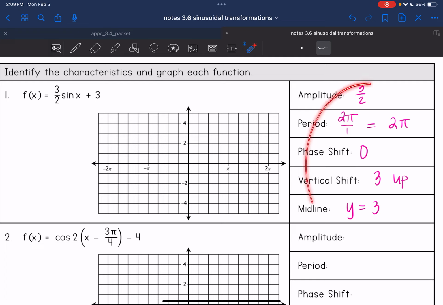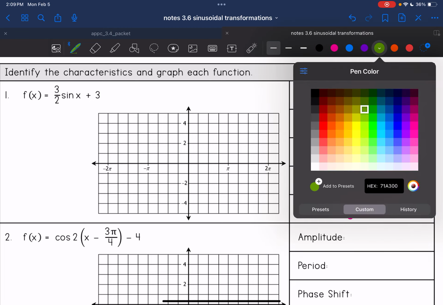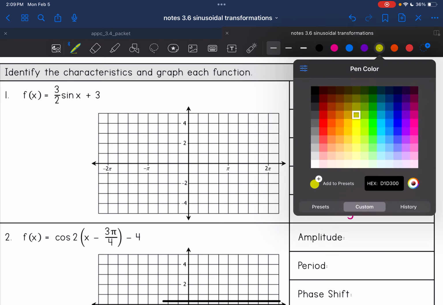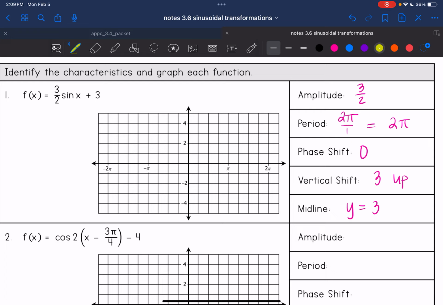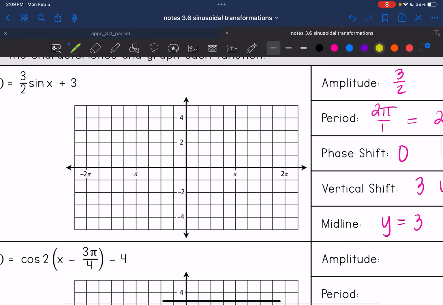Now let's get all of this information and put it onto our graph. I'm going to do what I did on Friday, where I'm going to try to use a light color as my guidelines, and then we'll draw on top of that. So I actually start with my midline. The midline is going to be at y equals 3. So that's going to be up here.